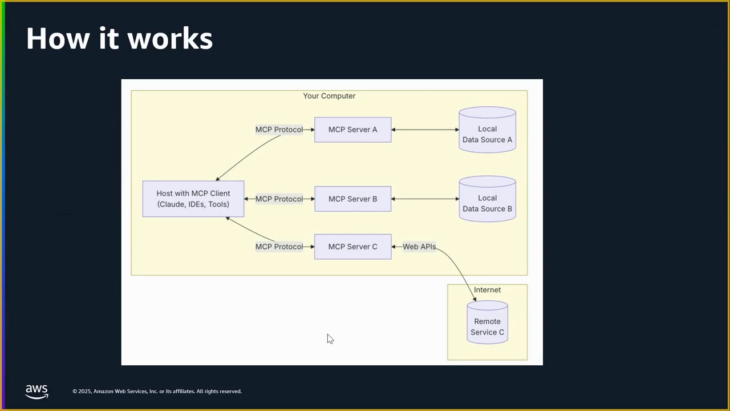The second one is client: protocol clients that maintain one-to-one connections with servers. Server is the third one, which is about lightweight programs that expose capabilities through standardized MCP or act as tools. Fourth is the data sources: the local data sources such as databases and file systems, or external systems available over the internet through APIs that MCP servers can connect with.